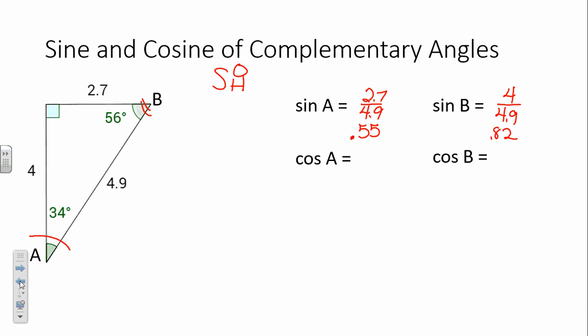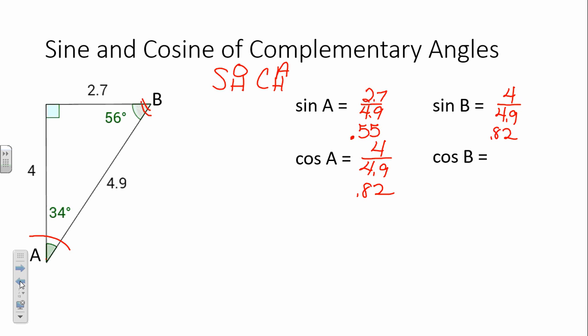Now, let's check on the cosine of A. The cosine is the CAH part of SOHCAHTOA. So when we want the cosine of A, we put our finger on angle A, and we say that we're looking for the adjacent and hypotenuse. Which side is adjacent to A? The 4, and the hypotenuse is 4.9. So we're going to take 4 and divide it by 4.9, and guess what? I have a feeling it's going to be 0.82. It was just a moment ago, wasn't it? Probably still in our calculator.